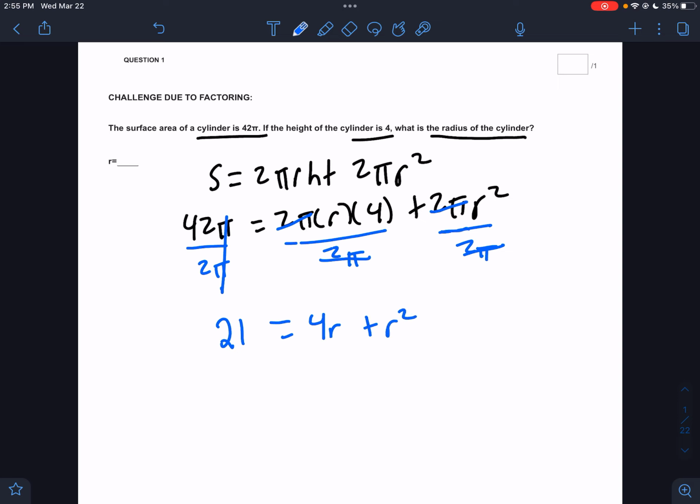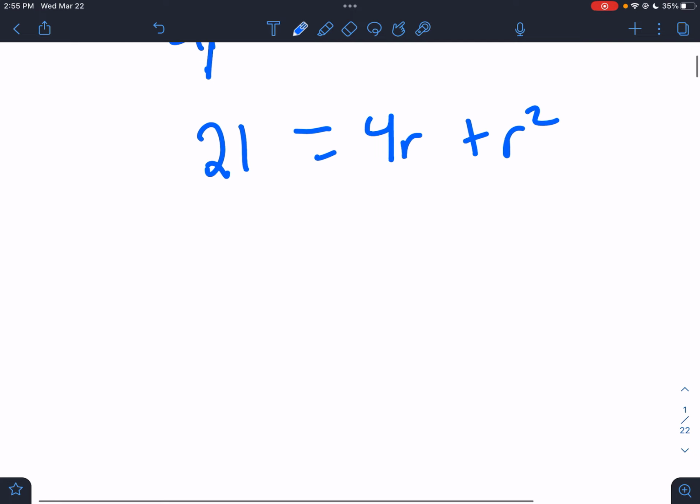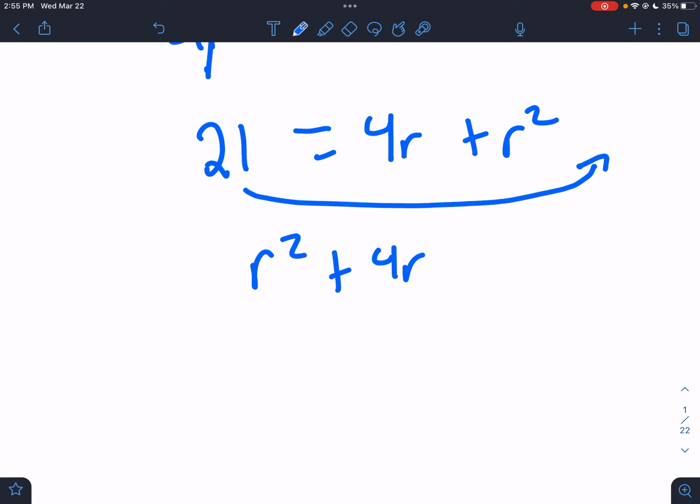So I canceled out all of those pi's. All the 2 pi's, really. We reduced by 2 pi. And now we're left with an Algebra 1 factoring equation. So first I'm going to put it in standard order. Standard order would be r squared plus 4r. And then I'm going to subtract the 21 over so I can cancel it out. So it's going to be minus 21. And that's going to equal 0.